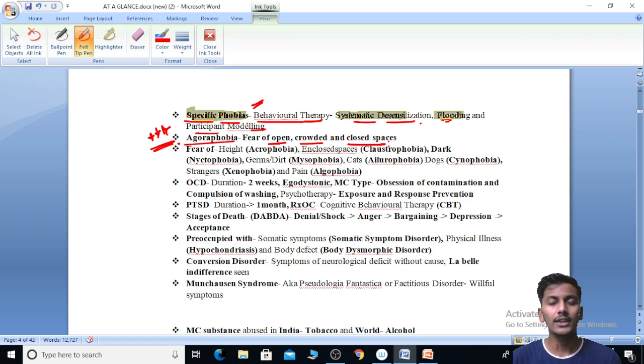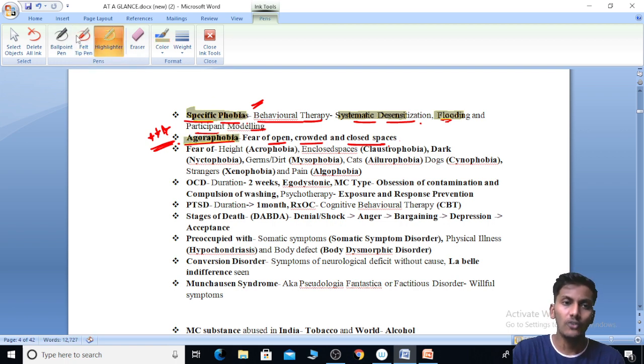Usually the question would describe that the patient is afraid to go on a playground, the patient is afraid to go on pilgrimage or very crowded places or in the market, or the person is afraid of going into the lift because it is enclosed, right? So fear of open, crowded and enclosed spaces is known as agoraphobia. Very important definition.